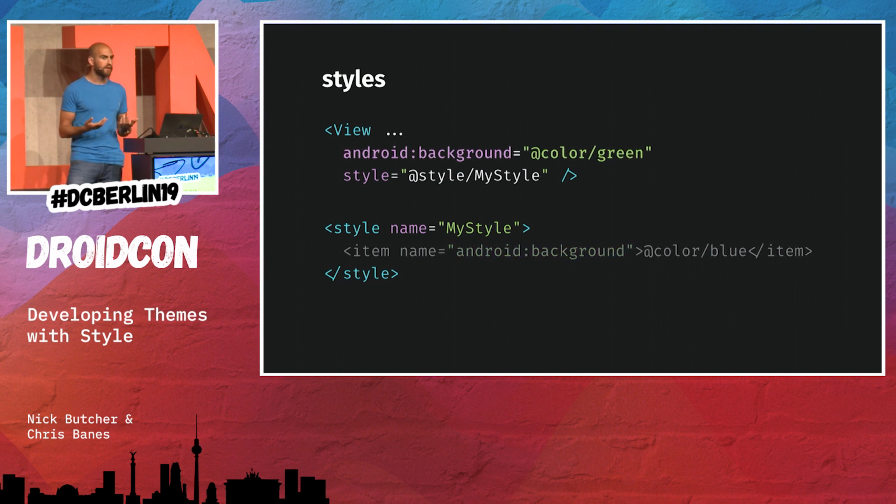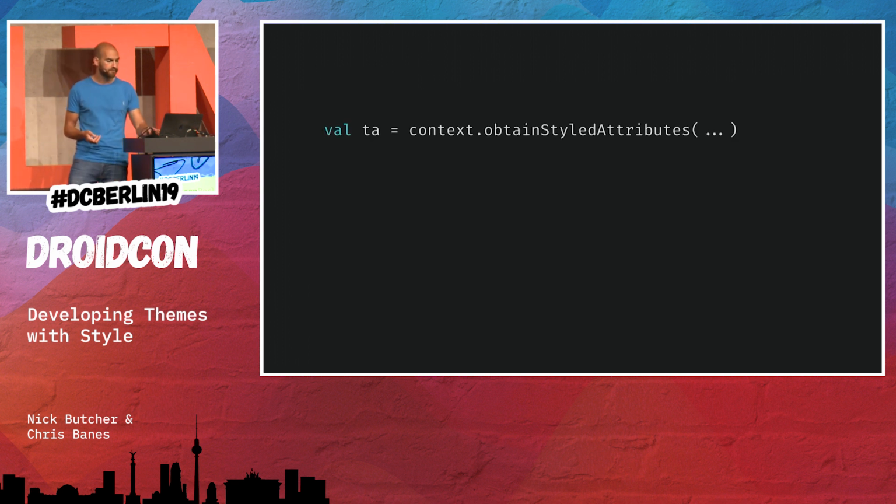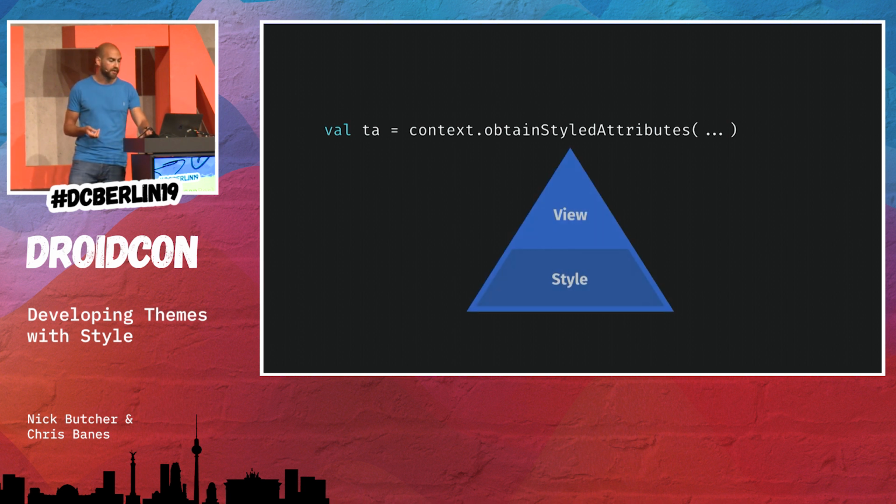Well, the answer is that the one closest to the view, the one in the layout, is going to have a higher precedence and be applied. So here we'll end up with a green background rather than the blue one from the style. The reason is that the style system basically always ends up in a call to context.obtainStyledAttributes, which is given everything from your layout and the style that you declare. It's responsible for resolving them down to final values, and it has some precedence rules which I think are important to understand.